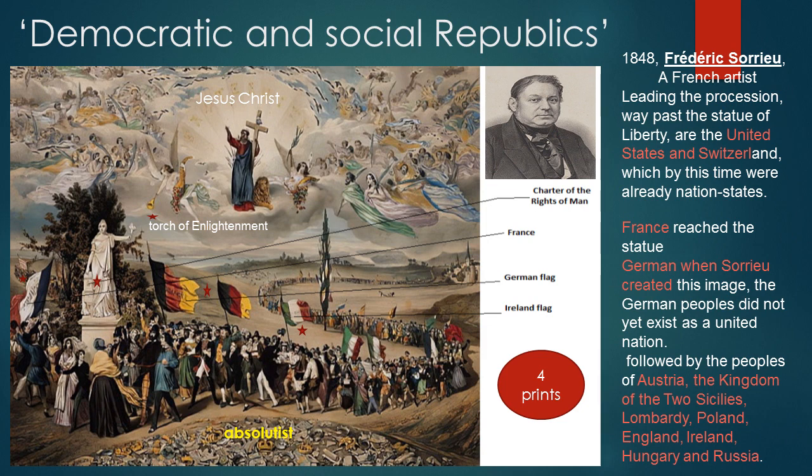France was followed by the people of Germany bearing the black, red, and gold flag. Interestingly, at the time when Sorrieu created the image, the German people did not yet exist as a united nation. Following the German people came the people of Austria, the Kingdom of the Two Sicilies, Lombardy, Poland, England, Ireland, Hungary, and Russia.